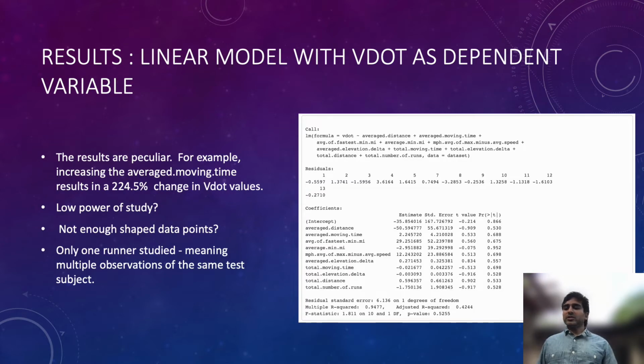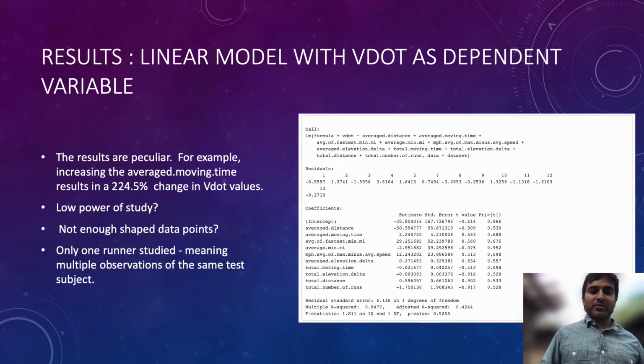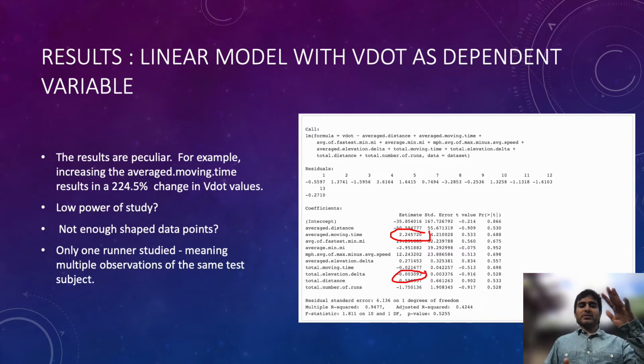All right, so the results of the multiple linear regression didn't make sense. Here's an example of what I'm talking about. You can see here, average moving time: a 1% increase in average moving time corresponded to a 224.5% change in VDOT. And also the total elevation delta. So the more feet climbed in the data set, the worse the VDOT.